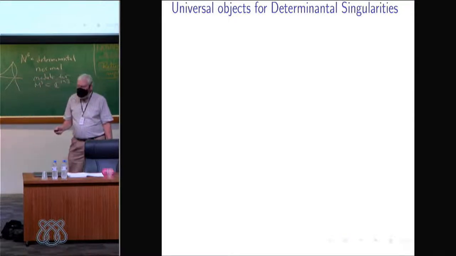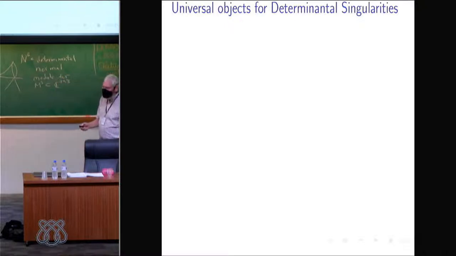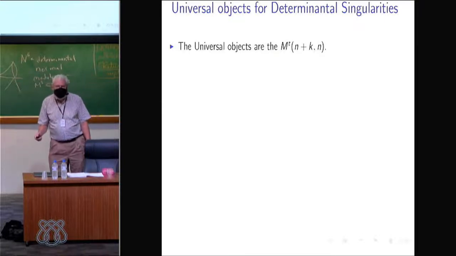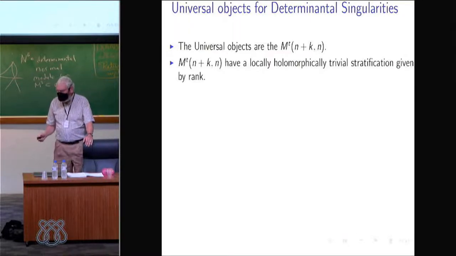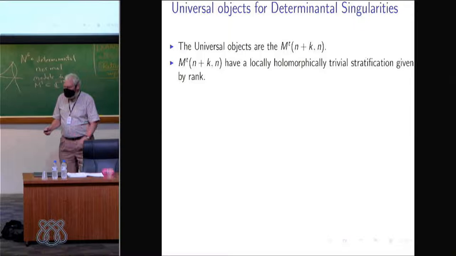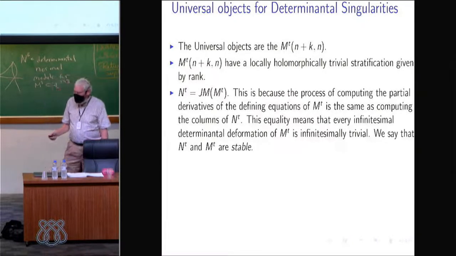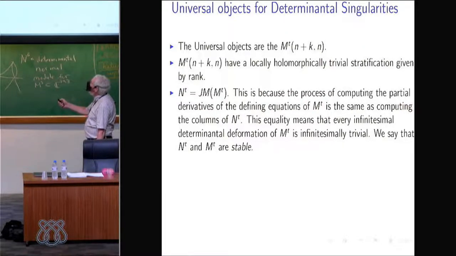All right, so I want to talk about the universal objects for determinantal singularities for a little bit. These are the things that we're going to intersect with the image of f. The universal objects are just the rank singularities. And as Sidina said, they have a locally holomorphic trivial stratification given by rank. And the nice thing is that we have just seen that the determinantal normal module is the Jacobian module of MT.